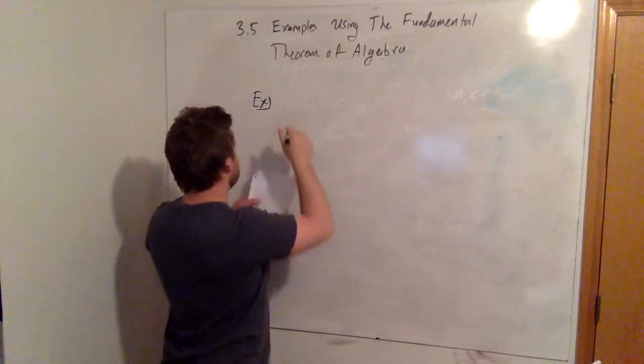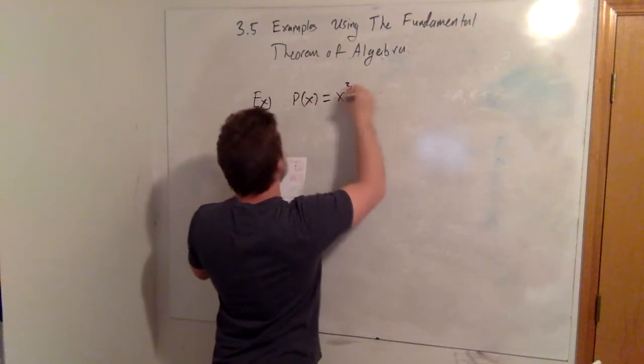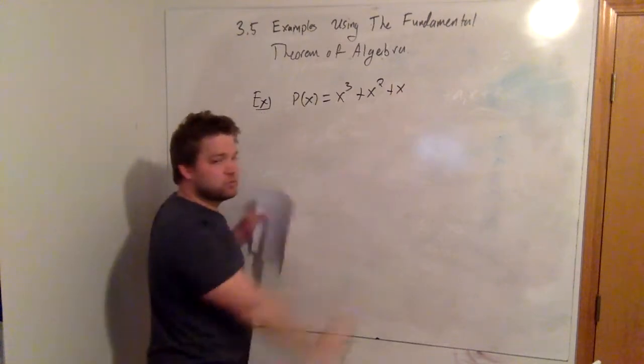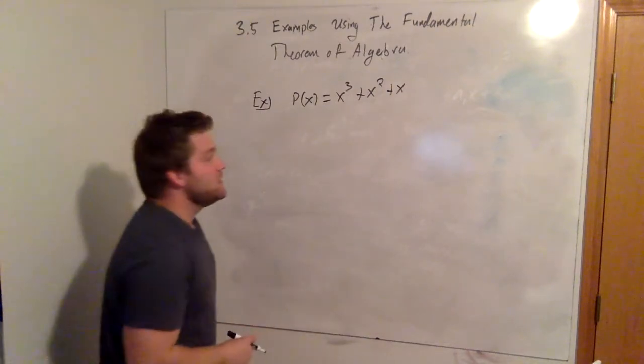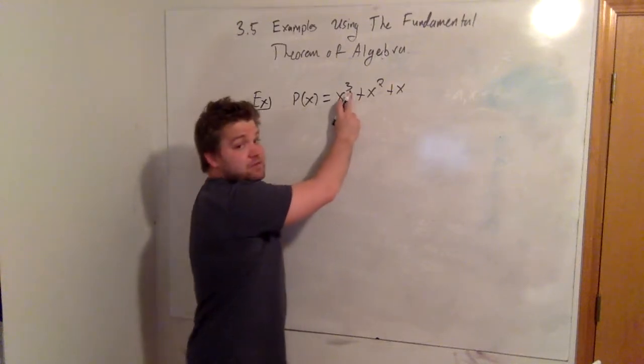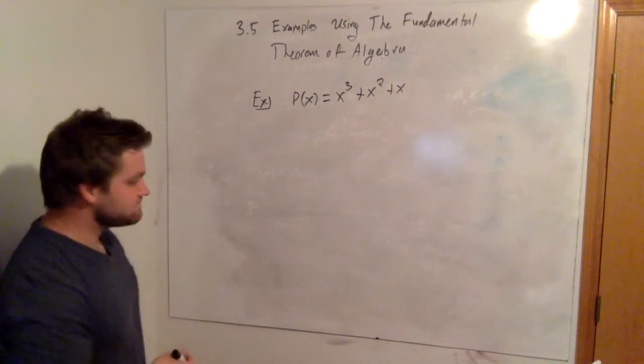What we want to do is try to find all the roots of the polynomial x cubed plus x squared plus x. So I want to find all its roots, and I want to factor it into n linear factors, or this should factor into 3 linear factors. We should find 3 roots. Go ahead and pause the video, give it a shot.